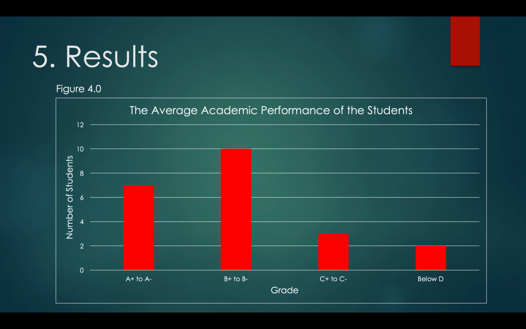And the last graph showed the average academic performance of the students. I was able to do a whole bunch of different projects and assignments with the students, so I was able to collect some of their marks back for these things. Overall, they had a good academic performance. We had about 7 students who were achieving in the A section, about 10 students who were getting a B plus to a B minus, and then we only had 5 students below a C plus, which isn't too bad for 22 students.